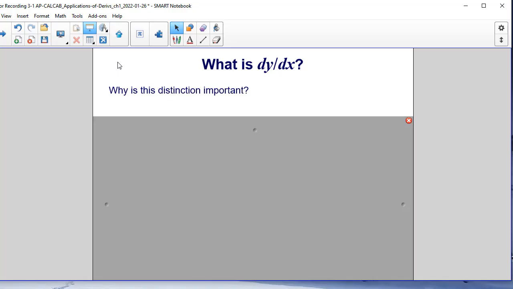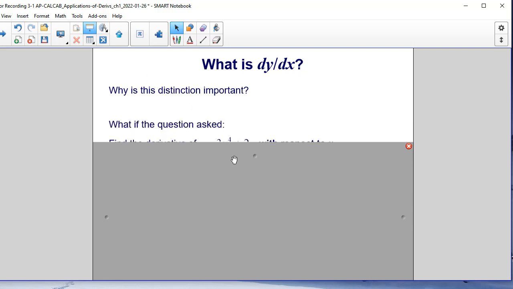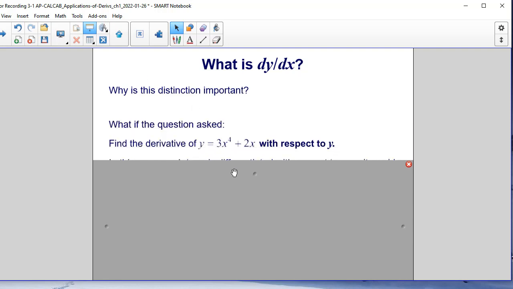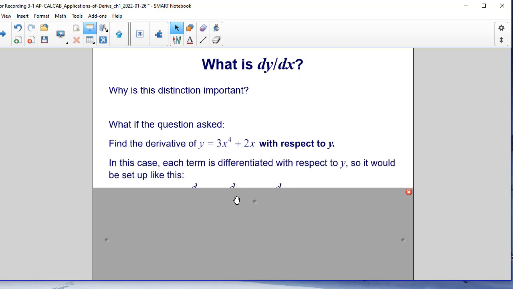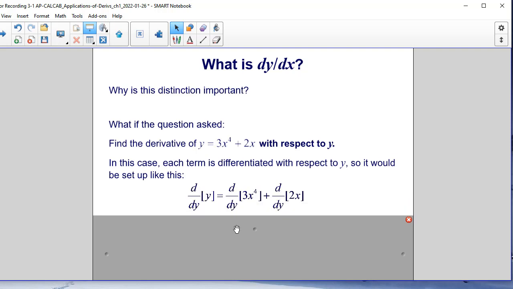As we continue our discussion, what is dy/dx? Let's ask ourselves, why is this distinction so important? Well, to illustrate that, I'm going to offer the following example. What if the question we're asked is: find the derivative of y equals 3x to the fourth plus 2x with respect to y? Now in this case, each term is differentiated with respect to y. So it would be set up like this.